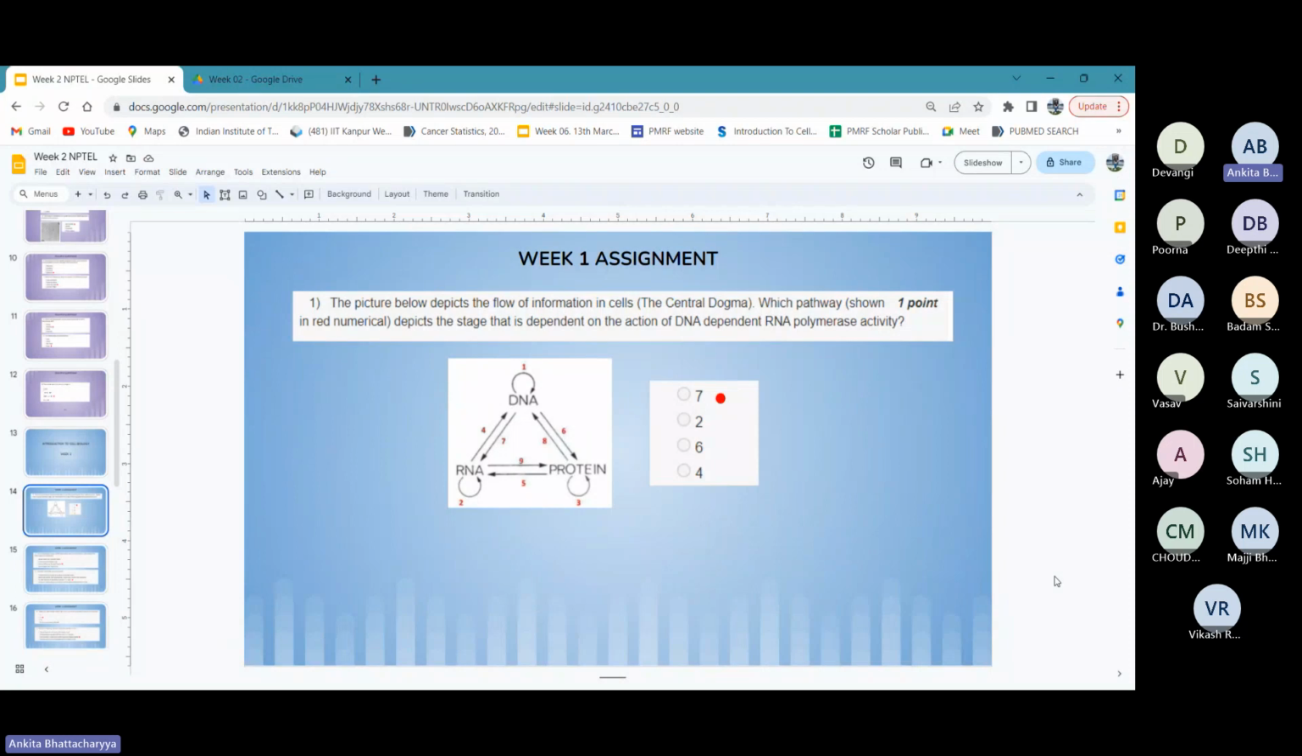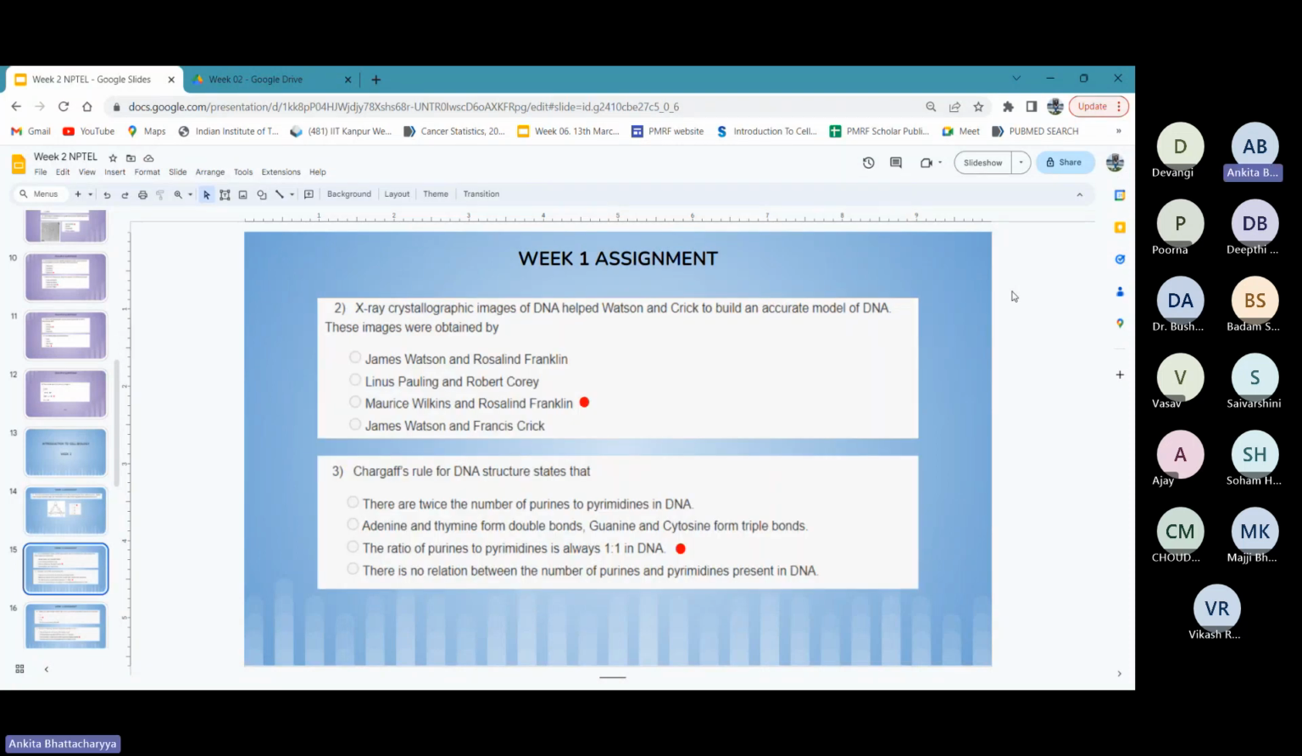Then in the next question, we were asked that X-ray crystallographic images of DNA that helped Watson and Crick to build an accurate model of DNA were obtained by whom. Like we have extensively discussed, it was there in the lectures as well, while the initial structure of DNA is credited to Watson and Crick for their landmark discovery of the double helical structure, the images that were analyzed by them were not their own product, but were part of an experimental result performed by Maurice Wilkins and Rosalind Franklin, and that certainly is considered to be one of the biggest scientific disputes or controversies that have come up in the recent past. So that was the answer here, which is Maurice Wilkins and Rosalind Franklin.